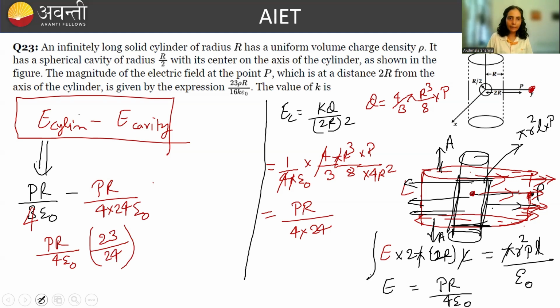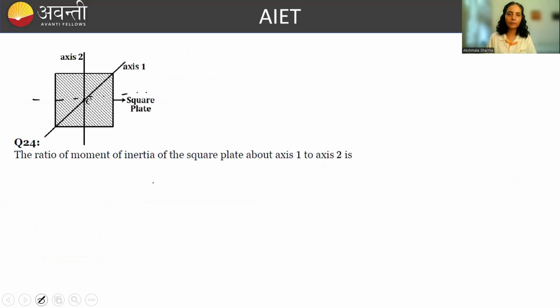So now you can write the answer. K value will be equal to nothing but 16. This is 24 into 4, 96. So 16 into 6 will be 90. So K value will be equal to, correct answer should be. Okay. Now this is a very easy question.